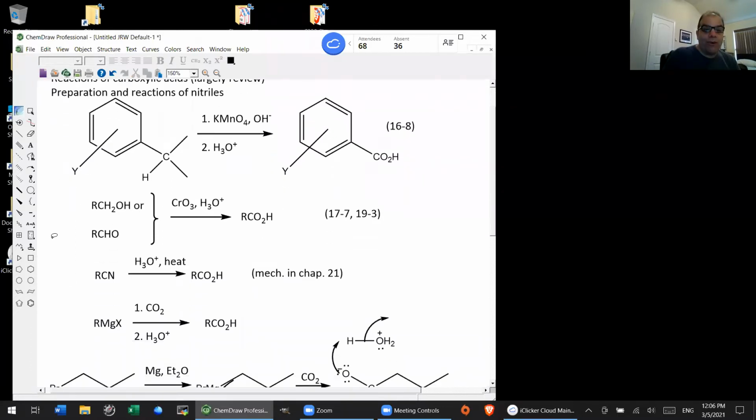Another way that we know already comes from back in chapter 17. And we also touched on it recently in chapter 19, which, by the way, is in this unit for the exam.